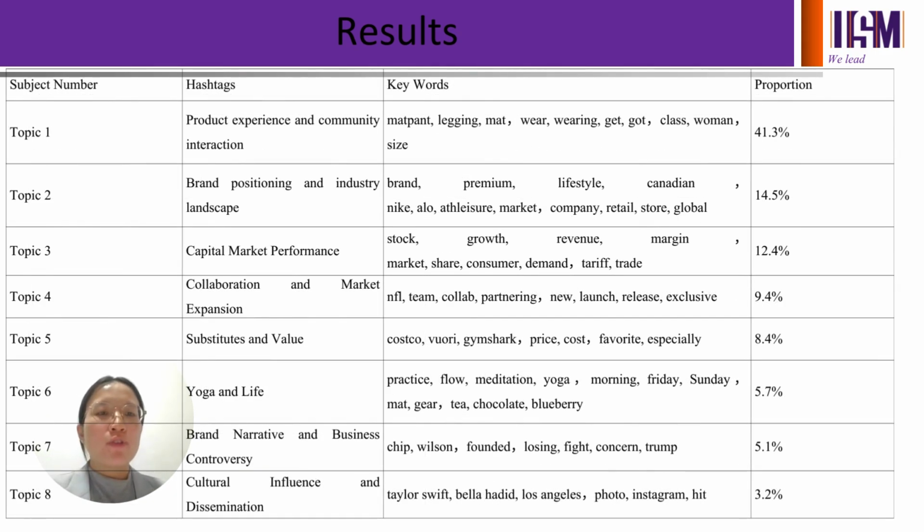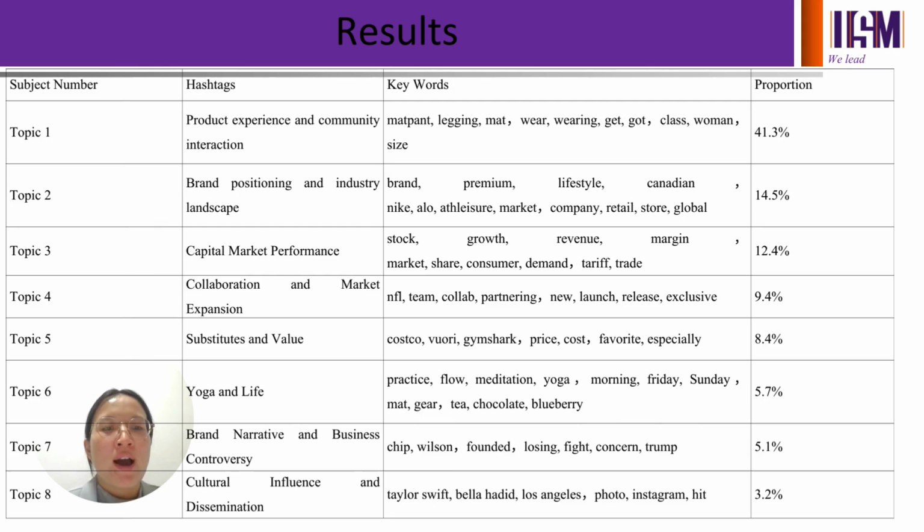This is the result of Lululemon's topic modeling. Topic 1 is product experience and communicate interaction. Topic 2 is brand reputation and the industry landscape. Topic 3 is the capital market promise. Topic 4 is cooperation and market expansion. Topic 5 is substitute and value.